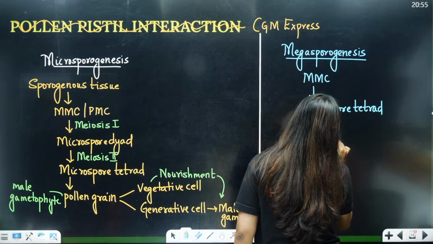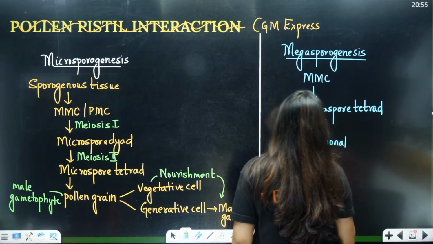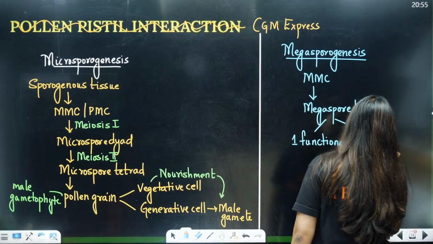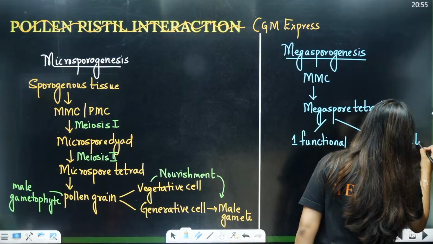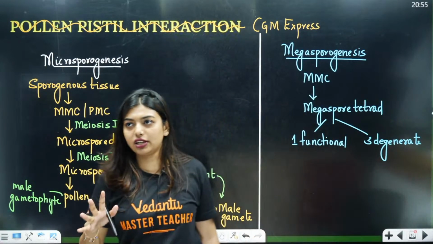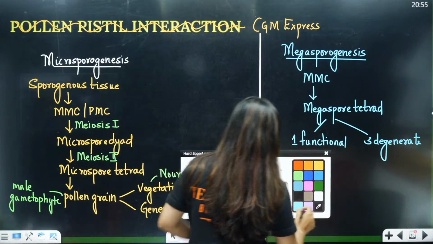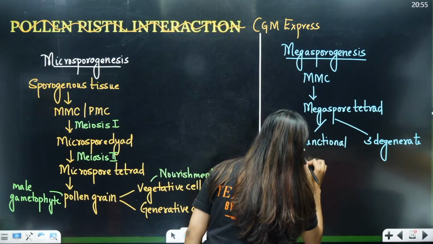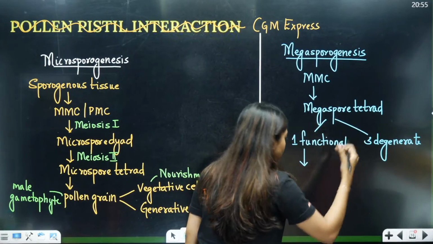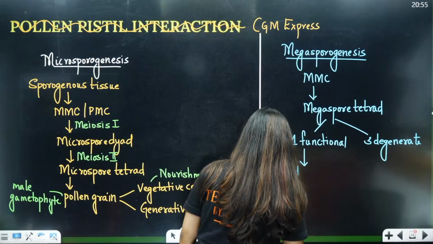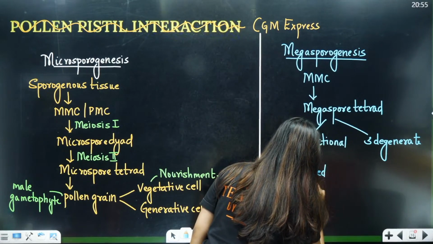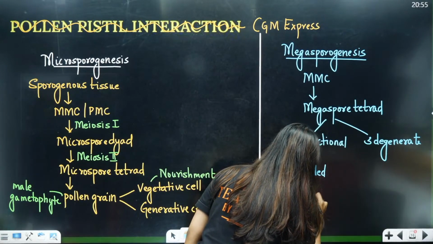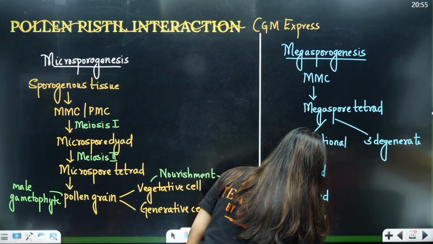Okay, one becomes functional, this is why it's called monosporic development, and three will degenerate. Okay, three will degenerate, the ones in the chalazal end will degenerate. In that the one functional one will undergo again mitotic division and it will form 2 cell stage, 4 cell stage and 8 cell stage.